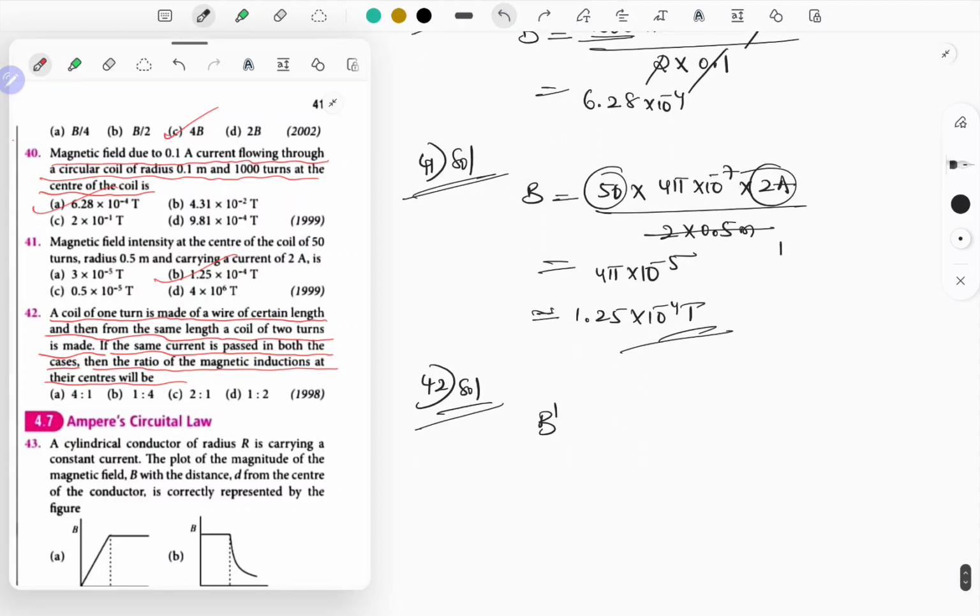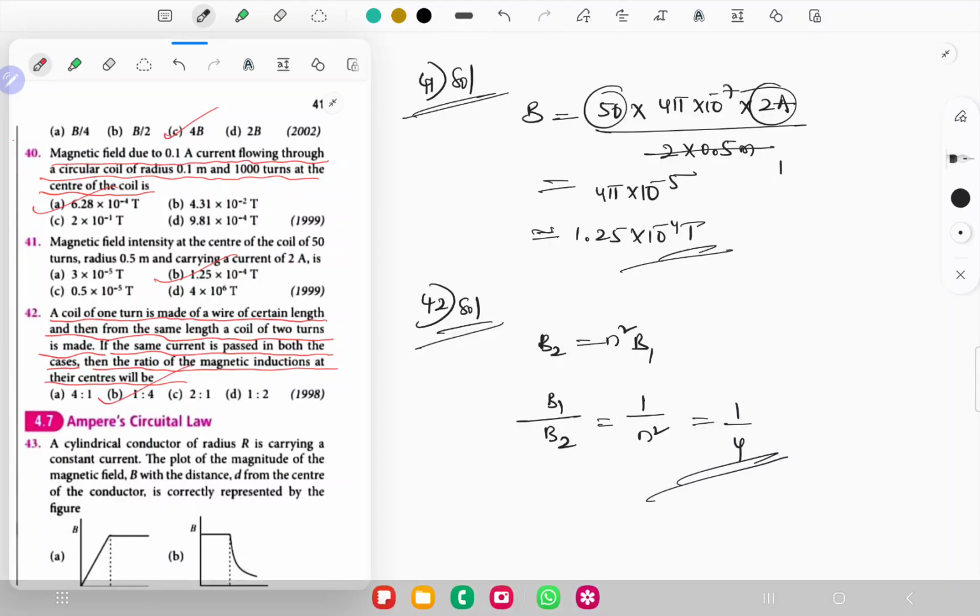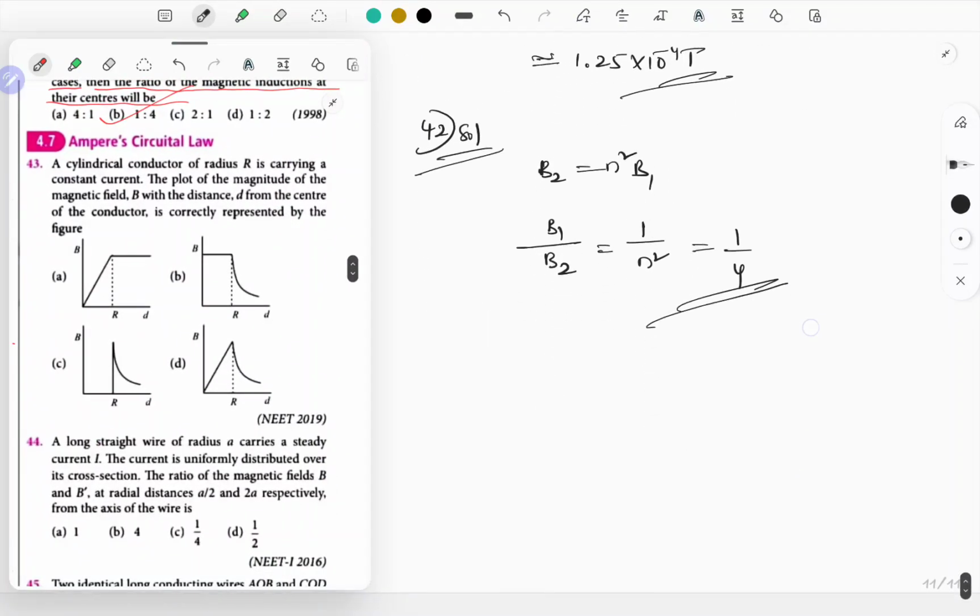Also we can write it as B2 is equal to n square times B1. They're asking the ratio of B1 by B2. So you can write it as 1 by n square. What is n here? n is equal to 2, right? Then what's going to be the answer here? 1:4 is the correct answer. Which option? Option B is the correct answer. Understood? Super.